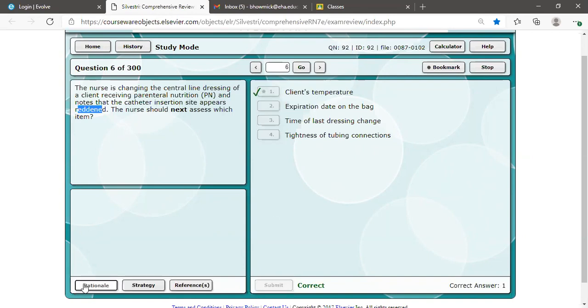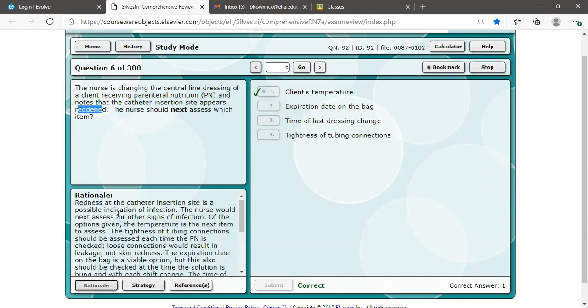So let me read it. The redness at the catheter insertion site is a possible indication of infection. The nurse should next assess for other signs of infection. So redness is also one of the cardinal signs. Now next, you see what are the other signs that support the infection.